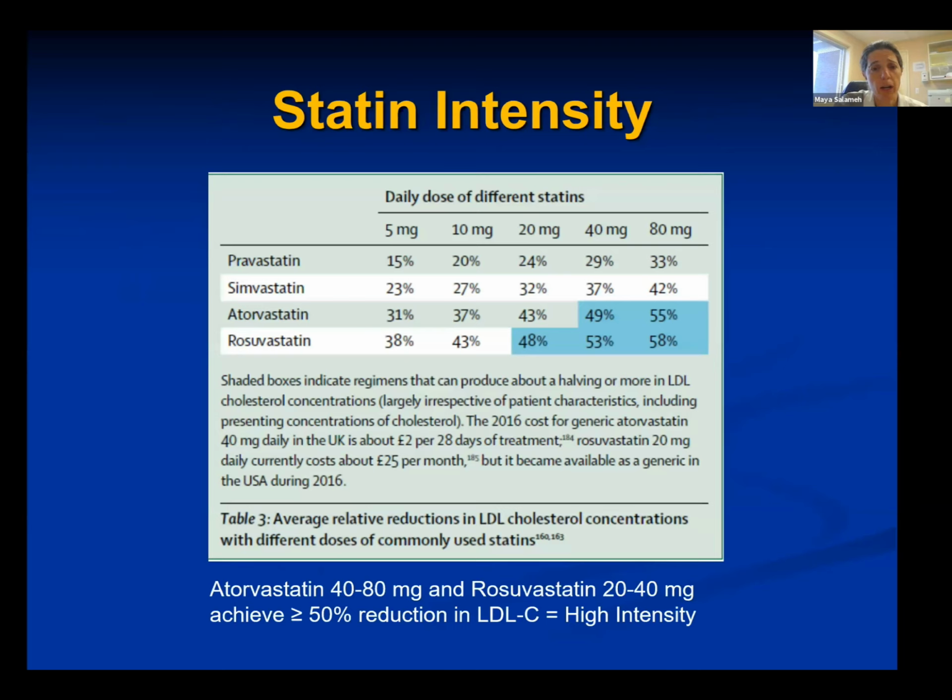A high intensity statin is basically defined as one that achieves a greater than 50% reduction in LDL from baseline. And you can see from this chart that really the only statins that come close to achieving that are atorvastatin 40 milligrams or higher and rosuvastatin 20 milligrams or higher. So pravastatin and simvastatin are not even achieving that greater than 50% reduction in LDL.